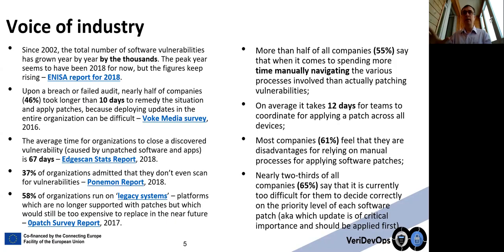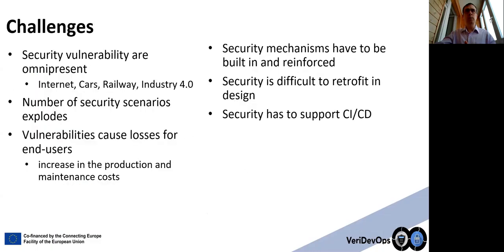So there is a long delay in treating them because it relies on a manual process for detecting and patching software. What we want to do is to automate this process. We see that security vulnerabilities are omnipresent in the industry, and their number is growing tremendously. These vulnerabilities can cause a lot of losses, and we have multiple examples. You can see that from various media.